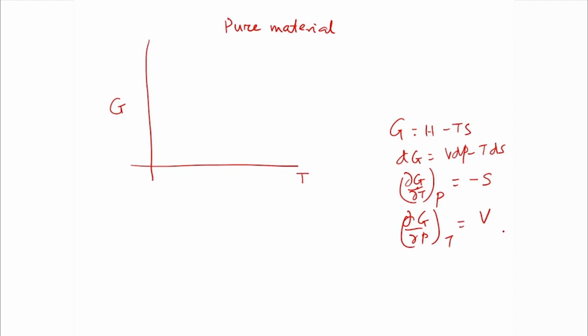Correct? So that means what? That means very simply that the slope of this curve G versus T will be negative, because entropy is always positive. S is the entropy. Entropy is always positive. It cannot be negative, right? So because there is a negative sign, it has to be a negative slope. So that's why in most of the cases they go down like this.